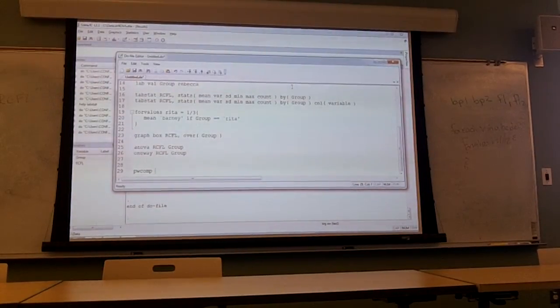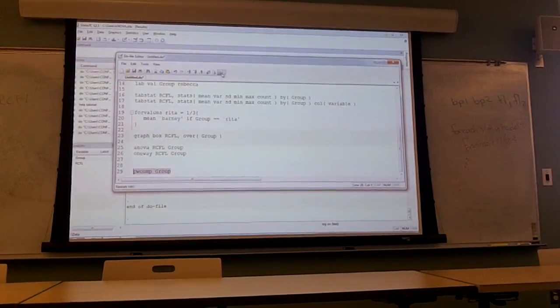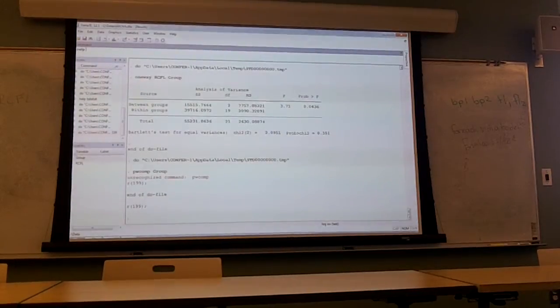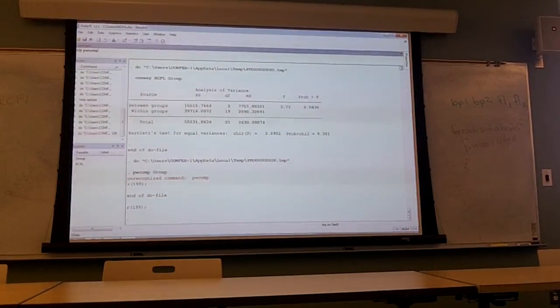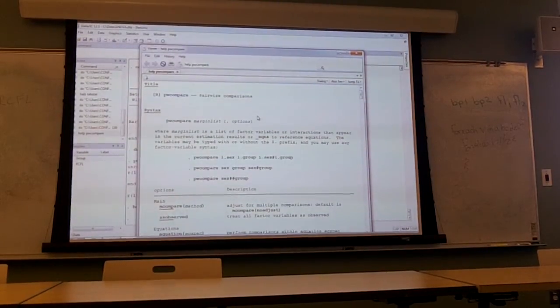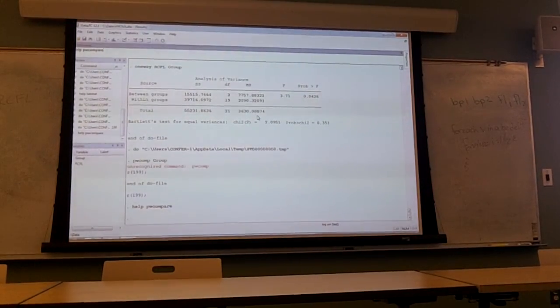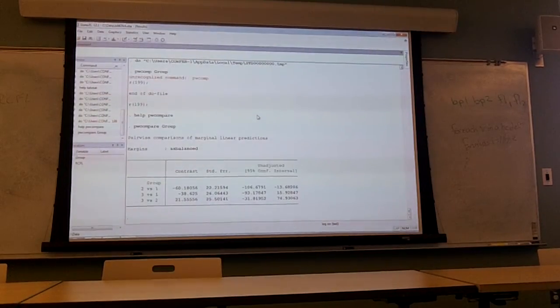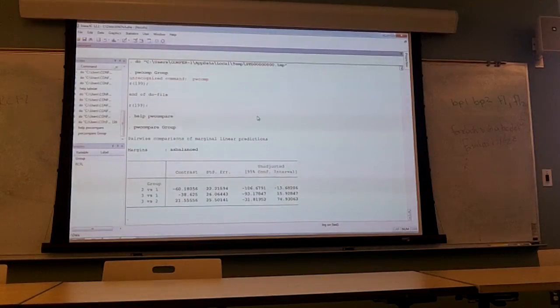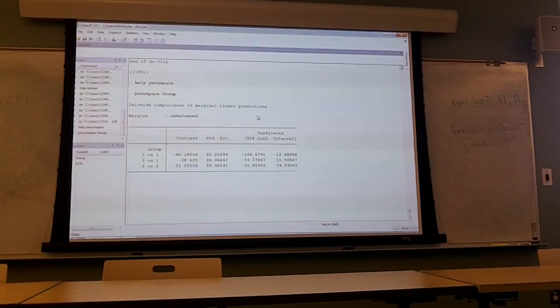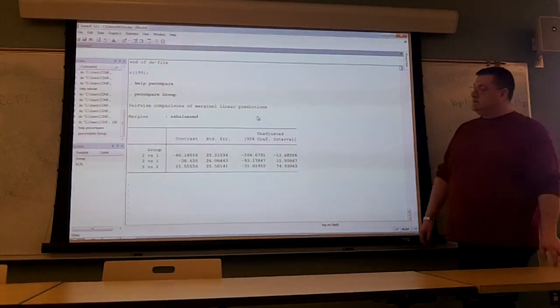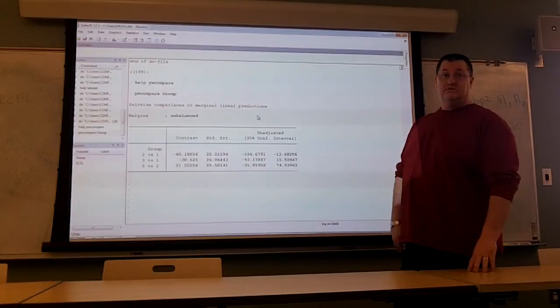So, the easy thing to do would be pwcomp. I think it's group. I forget now. No, it's not that. The command is pwcompare. Margin list. All right, there we go. These are unadjusted p-values. These are unadjusted group differences. Group mean differences, right?